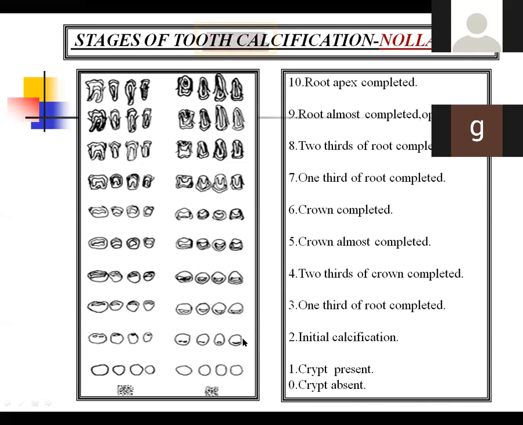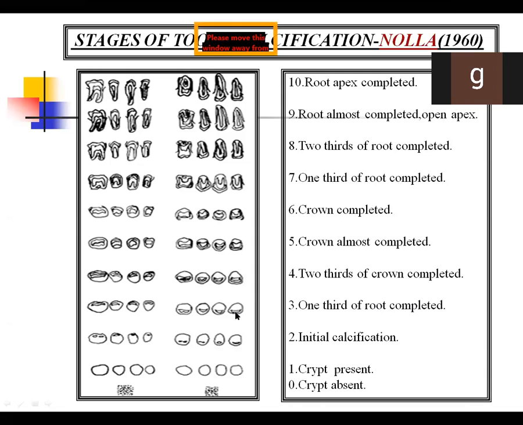Initial calcification, you can see the beginning of calcification of the enamel. In stage 3, one third of the crown is completed. It is miswritten here. In stage 4, two-thirds of the crown is completed. In stage 5, the crown is almost completed. In stage 6, the crown is completed. All of these findings we are seeing on an OPG or an IOPA of the canine tooth.